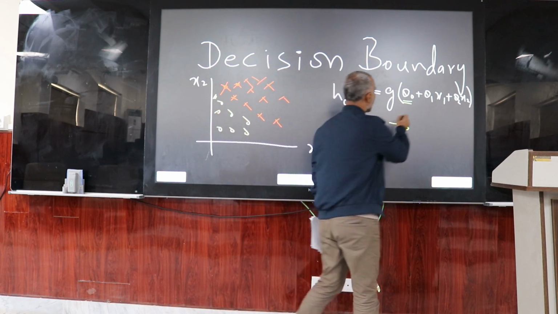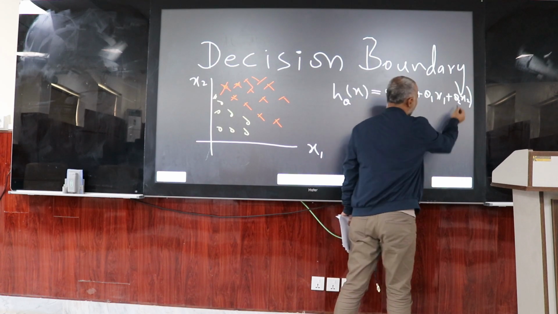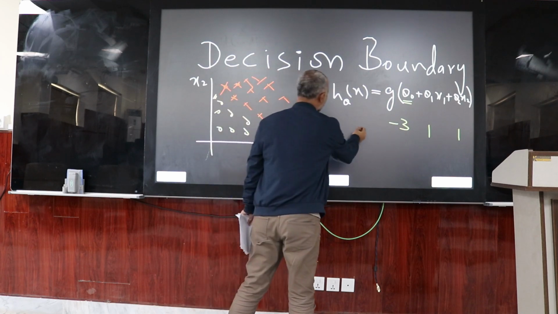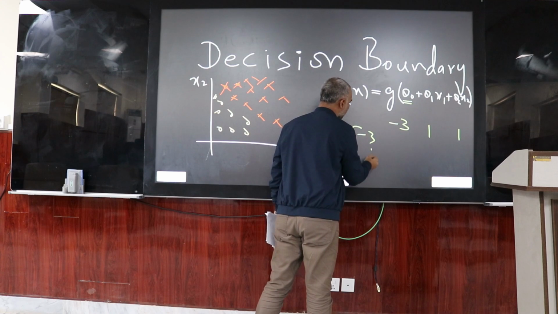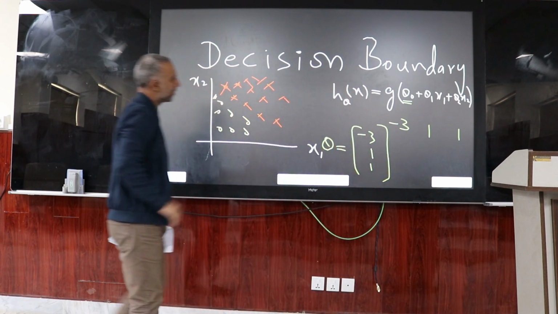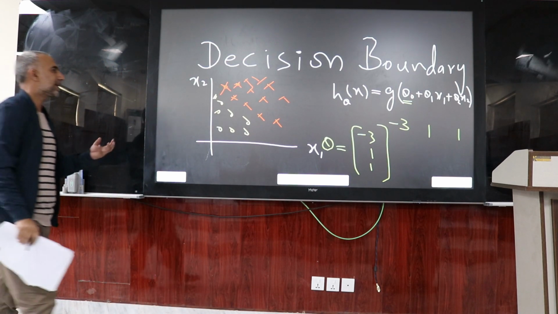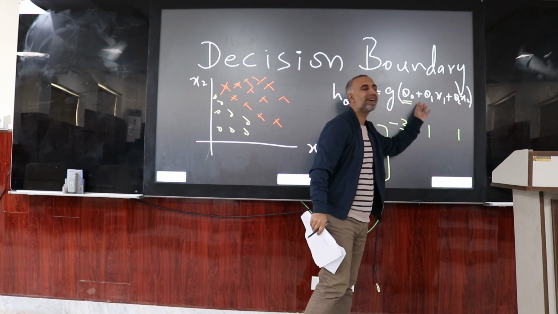So you can say -1, and suppose theta 1 is just 1, and theta 2 is also 1. So in this situation, the weight vector is -3, 1, 1. This is the weight parameter that comes following the intercept. Technically, we will evaluate what the weight is.